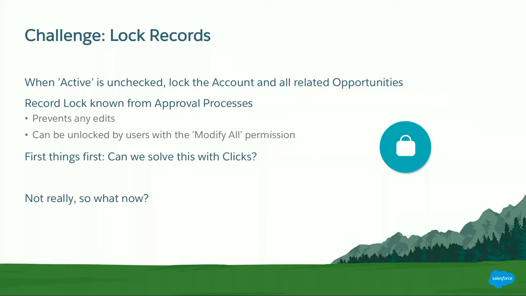Now, this locking is similar to what approval processes have, for those of you that are familiar with that, but we want to do this without approval processes. We want to just lock records when this happens. That will prevent edits on that record, and it will also display a visual indication that it's locked, and it can be unlocked by system administrators on a per record basis. So this can be really useful sometimes.